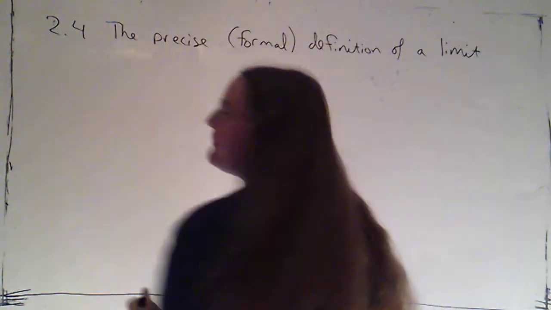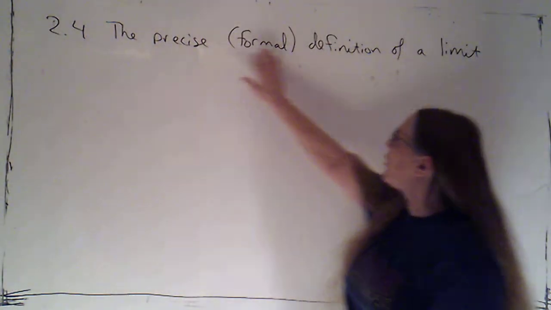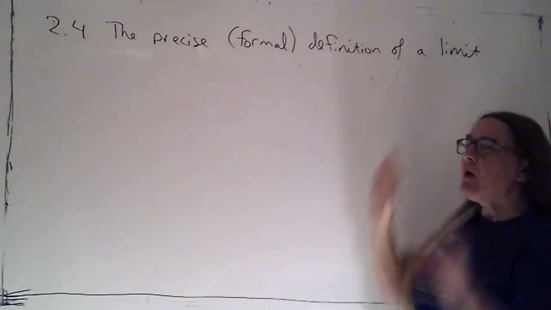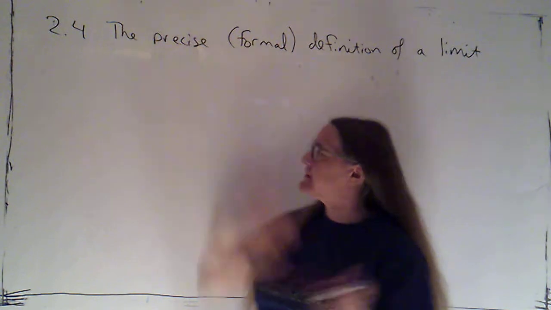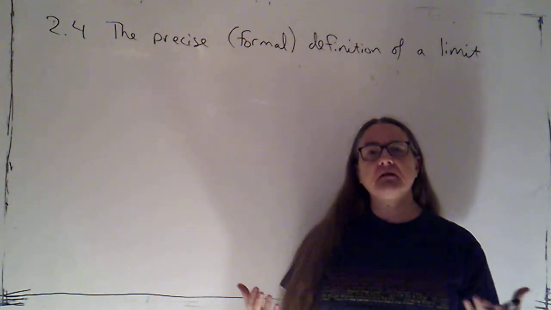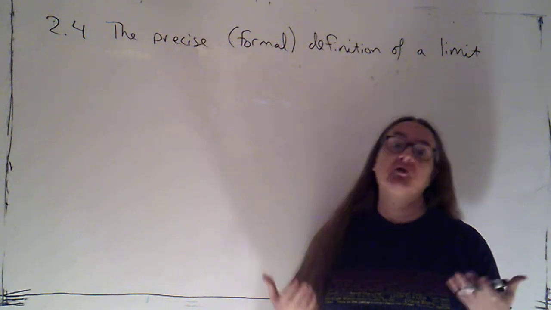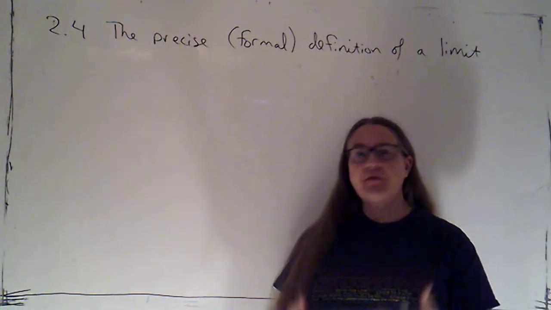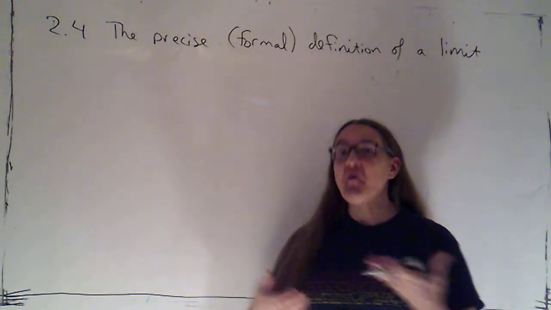Section 2.4 is about the precise, or often I'll call it the formal, definition of a limit. I want to just address this section as a whole for a moment. This is in our curriculum here at Saddleback an optional topic. Okay, it's one that I always cover, whether I'm teaching the honors version or not.